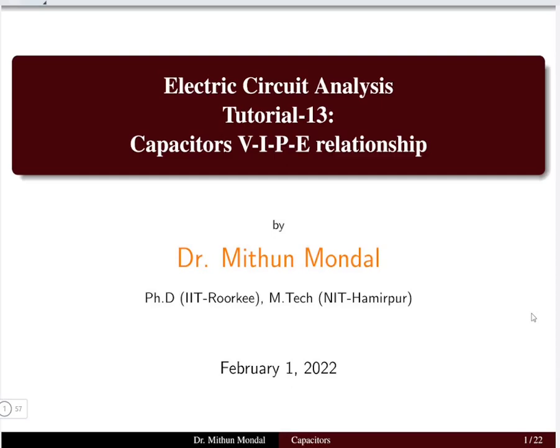So tutorial 13, we will be discussing a few problems based on capacitors, voltage, current, power and energy relationship. In tutorial 12, we have covered the inductors. Now we are covering the capacitors, and then we'll go for first order and second order circuits.